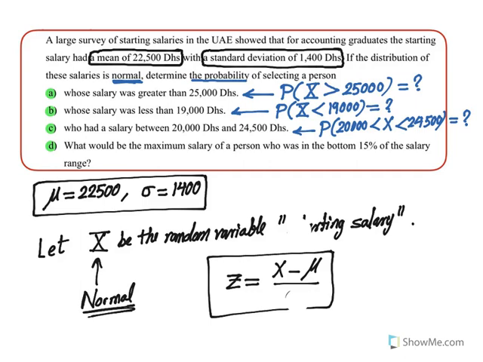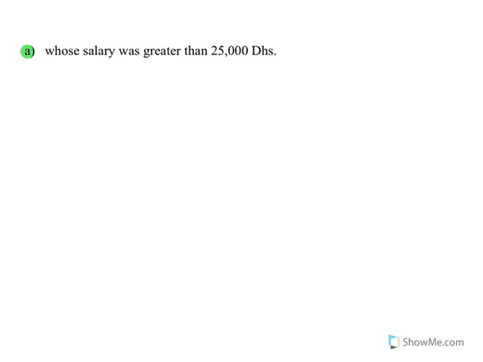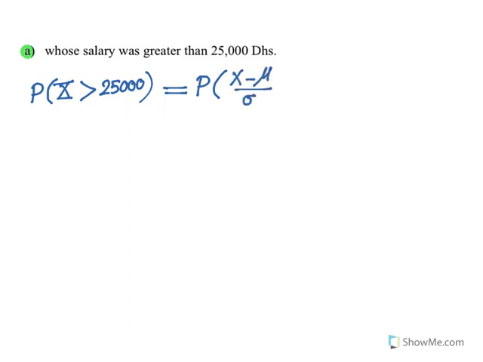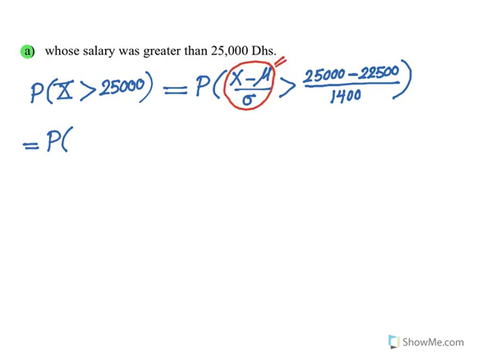So I'm going to go to the next page to solve A. The salary greater than 25,000, so we want the probability that x is bigger than 25,000. Since x has a normal distribution, I can change this using the z-score. So this is the probability that x minus mu over sigma is bigger than 25,000 minus mu, which was 22,500, divided by sigma, the standard deviation of 1,400 dirhams. Remember that x minus mu over sigma is z, the z-score. This is the probability that the z-score is bigger than, if you do the calculation on your calculator, 1.79, up to 2 digits after the decimal.